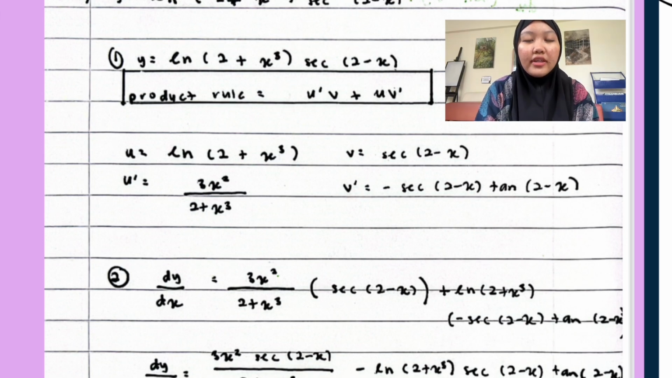Step 2, we need to find the derivative for u prime and v prime. For u prime, the derivative is 3x squared over 2 plus x to the power of 3, since the derivative of 2 plus x to the power of 3 is 3x squared. The derivative of v, sec(2 minus x), is sec(2 minus x) tan(2 minus x), times the derivative of 2 minus x, which is negative 1.